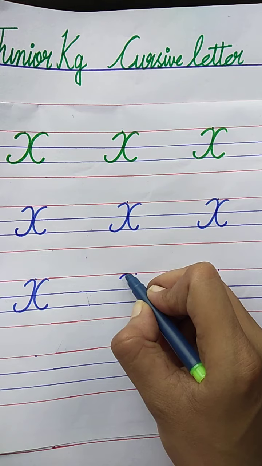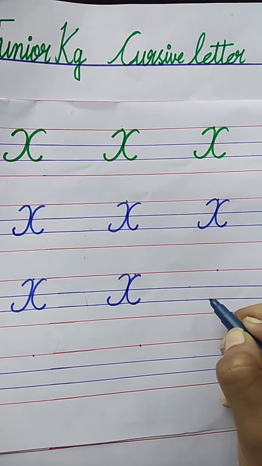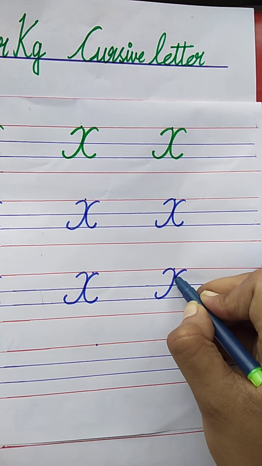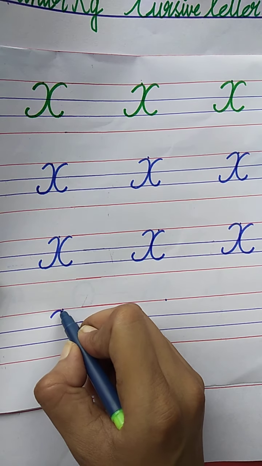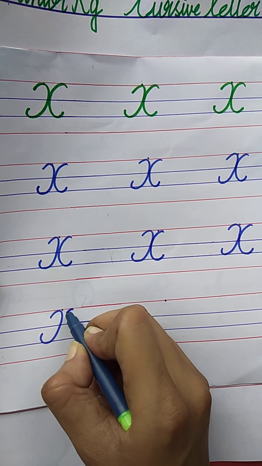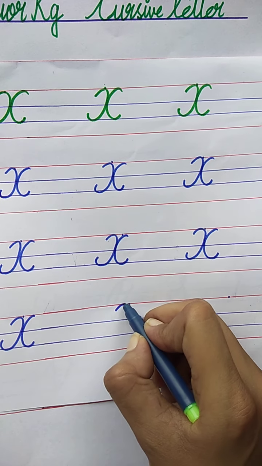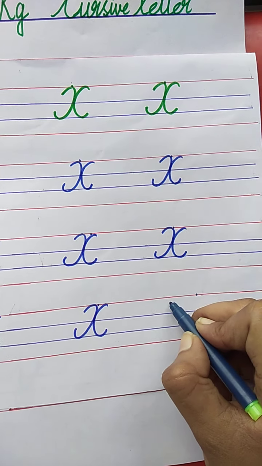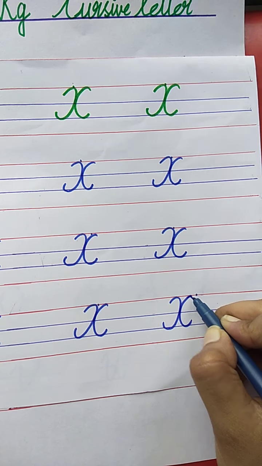You have to speak with me also. X for Xmas tree. Very good. One more time. X for Xmas tree. Now speak with me. The spelling of Xmas tree. X, MAS, TREE. Xmas tree. Again speak with me. X for Xmas tree. Very good.